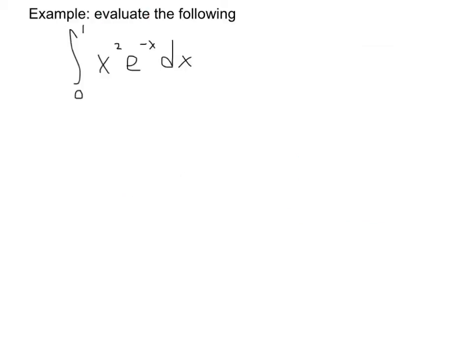Alright, so here it is. We want to evaluate this integral. If you're feeling up to it, go ahead and do the first integration by parts. Choose your u, choose your dv, and transform the integral. If you're up to it, pause the video, do that, and then we'll check together.